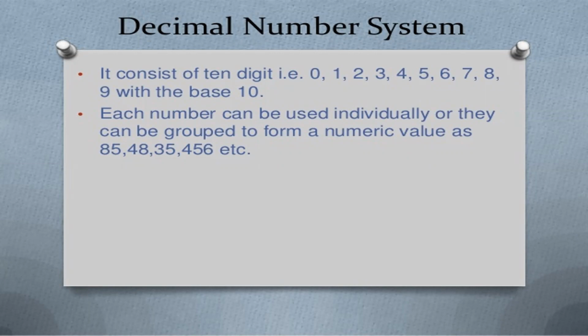So we come back again to number systems. A quick recap of all the number systems that we had done in the last video. Decimal number system, which contains 10 digits, has a base of 10, and the digits that it contains are from 0 to 9. And each number can be used individually or they can be grouped to form another type of number using these digits only.